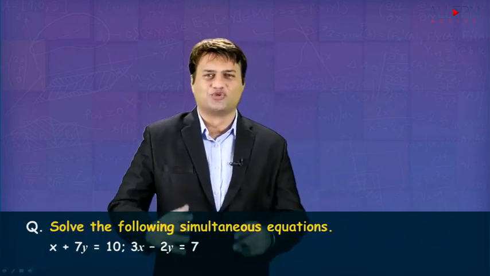Hello students. Now let us go through the second type of elimination method, that is elimination by substitution. So far we have learned elimination by equating the coefficients, where we used to equate the coefficients of the variables and then eliminate it. Now the next method is elimination by substitution. Now what exactly is it? Let's try and understand that. Let's go through a sum.